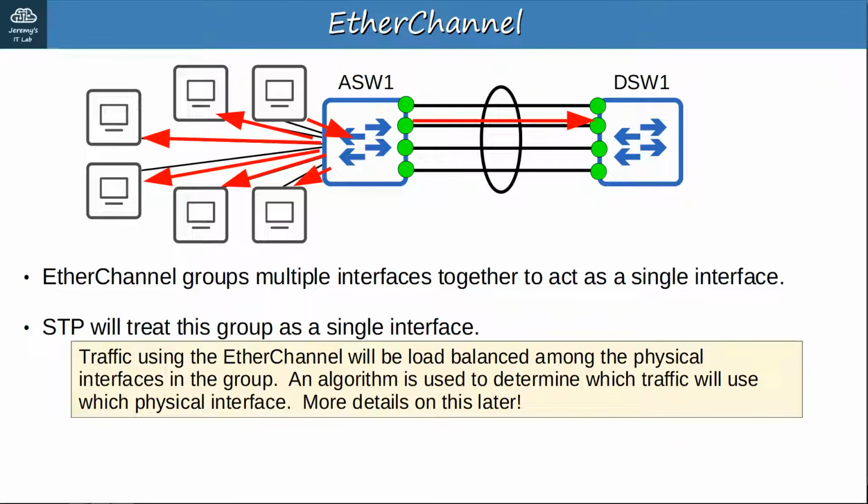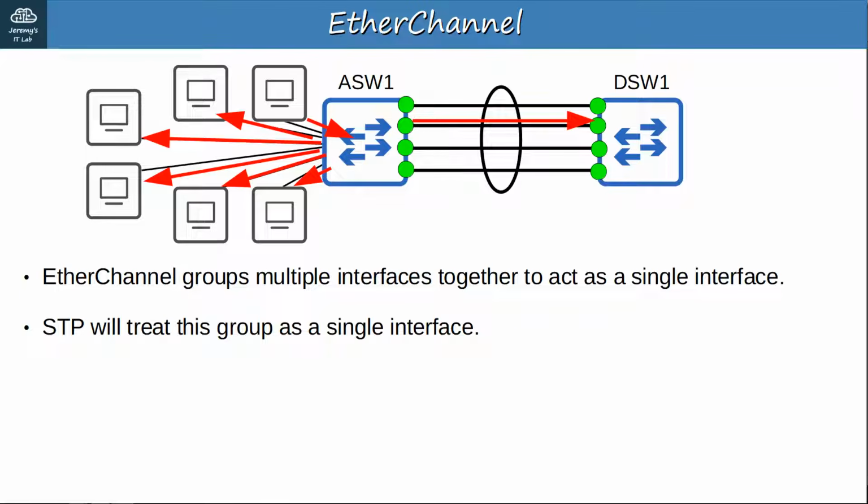Traffic using the EtherChannel will be load balanced among the physical interfaces in the group. An algorithm is used to determine which traffic will use which physical interface. I will give you more details on this later. So D switch 1 received the broadcast frame. What will it do now? It will flood the broadcast frame out of all interfaces, except the one it was received on.